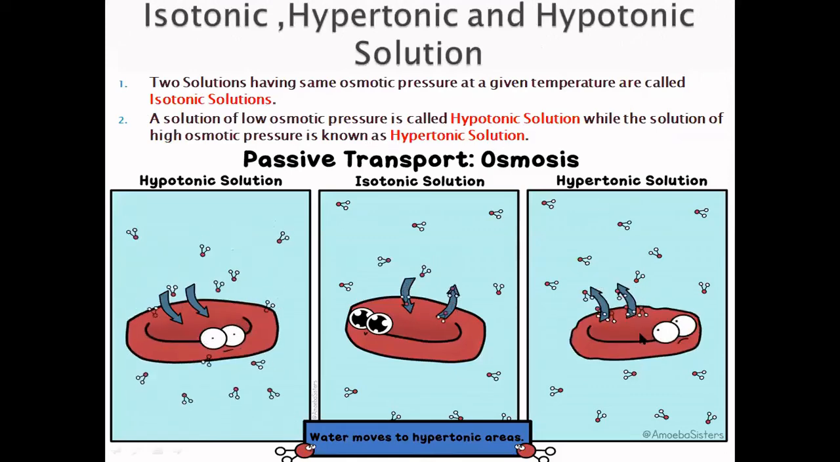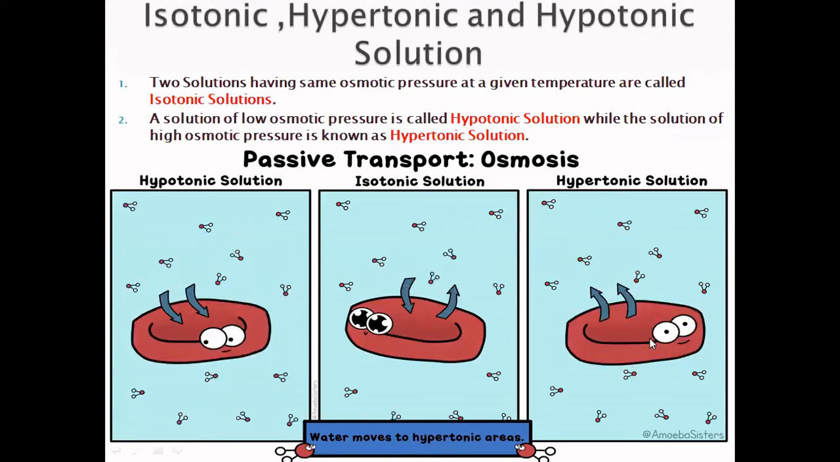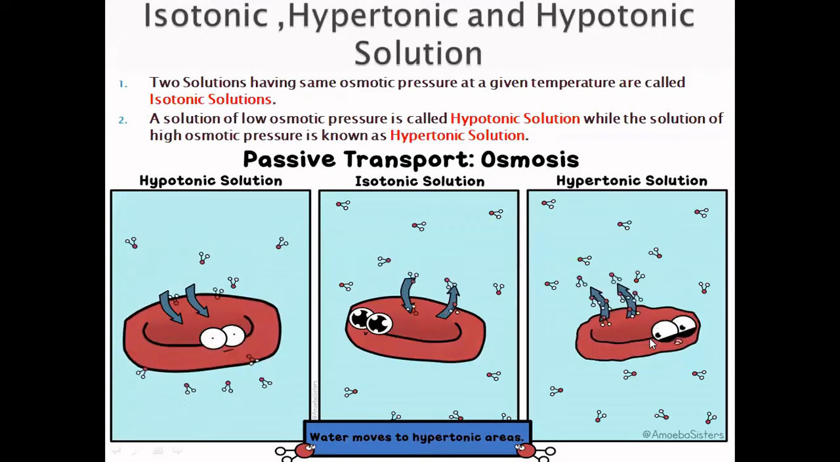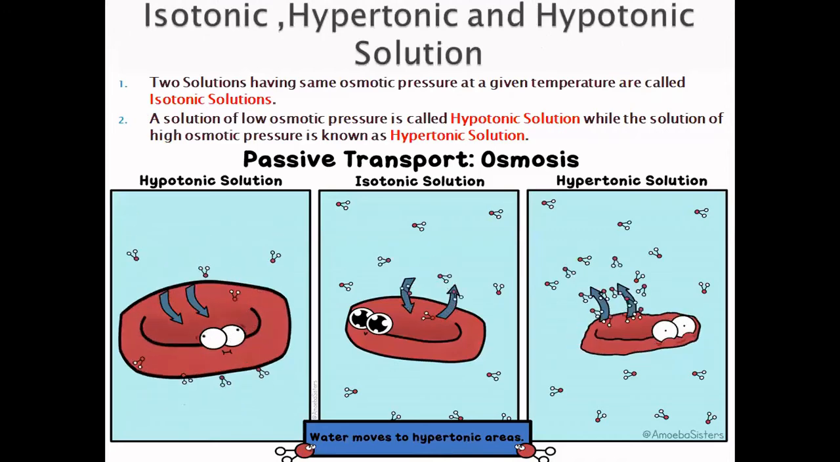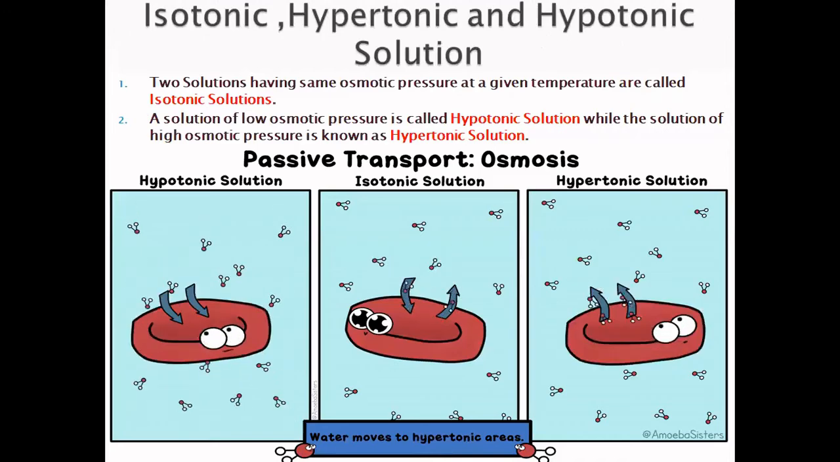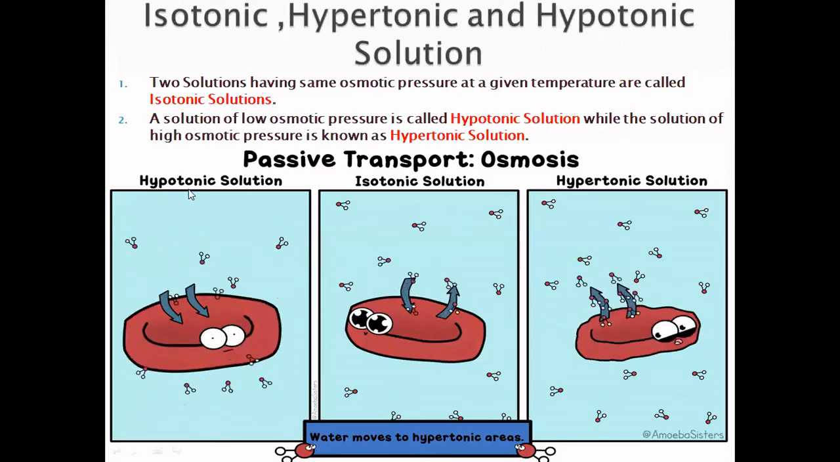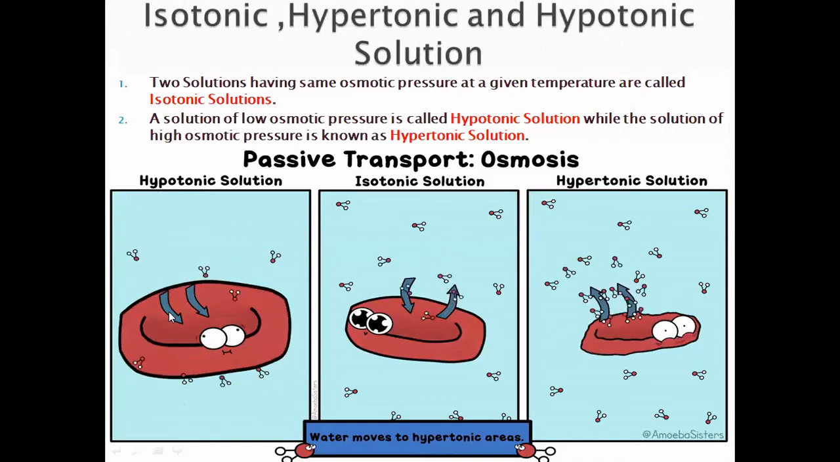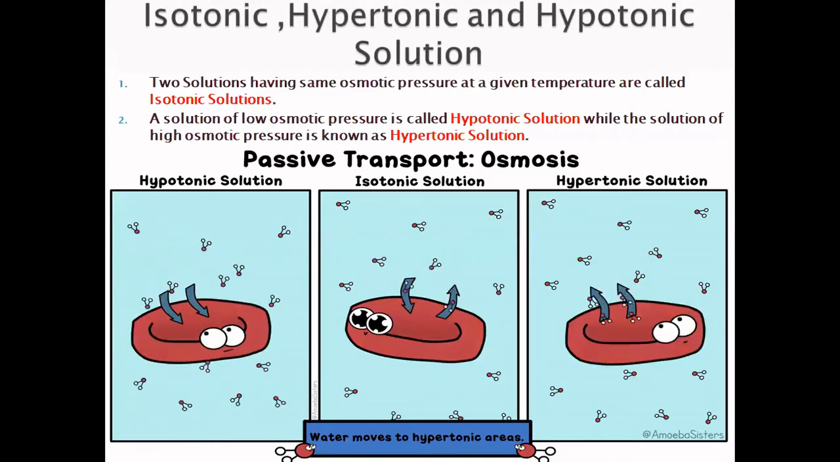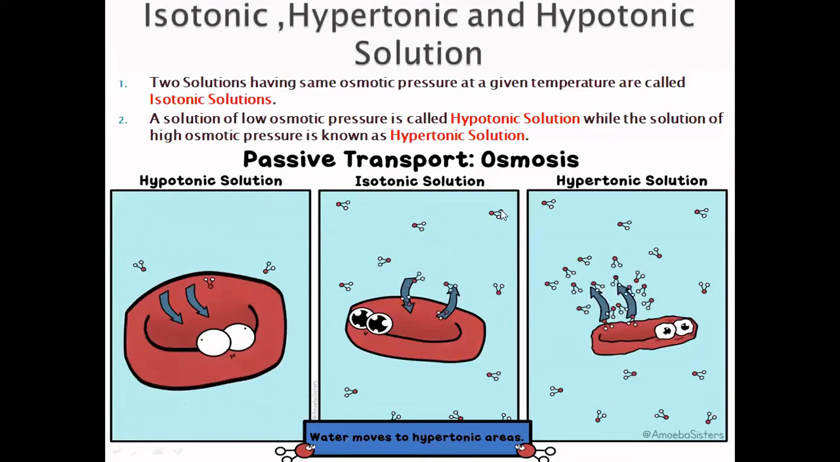Let's see first hypertonic. This is a hypertonic solution. If you see this animated figure, it keeps on shrinking. Why so? Because water molecules go out from this and it shrinks. On the other hand, if you look at this hypotonic solution, see this animated figure, it keeps on swelling up. Why so? Because water comes in.